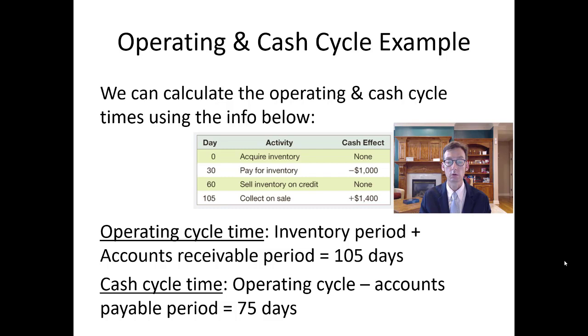On day 60, we're going to sell that inventory on credit. Now notice that this has no cash effect. Why?